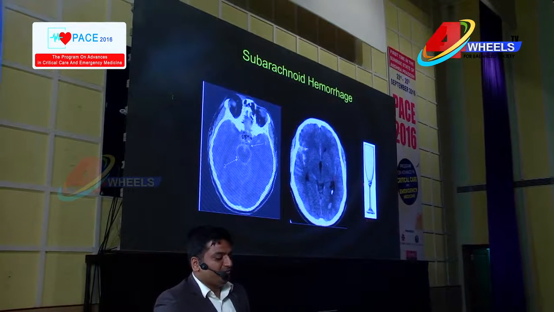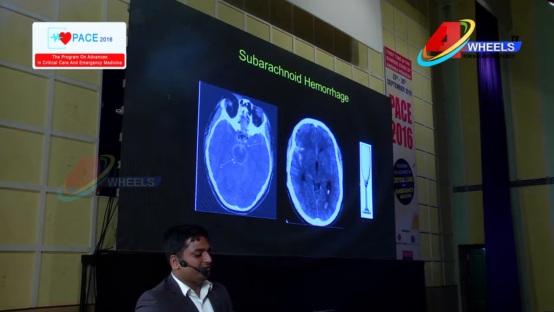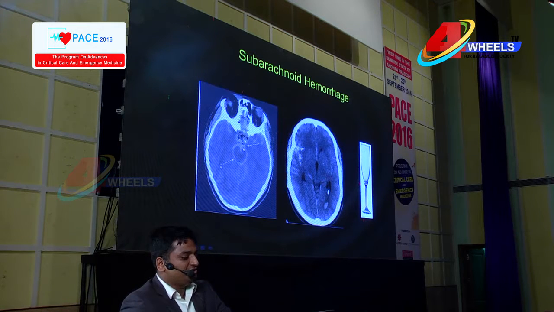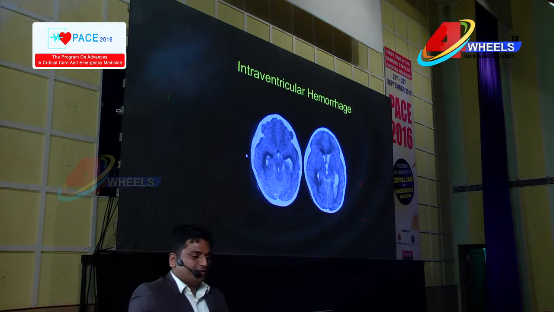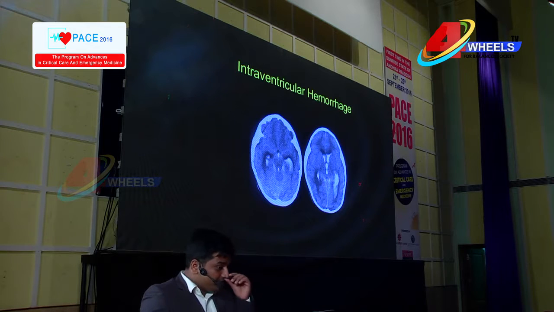Here you can see it's a Mickey Mouse. It is at the level of the midbrain, there is no cistern seen, that's why it is a subarachnoid hemorrhage. Sometimes blood can also appear in the ventricles.